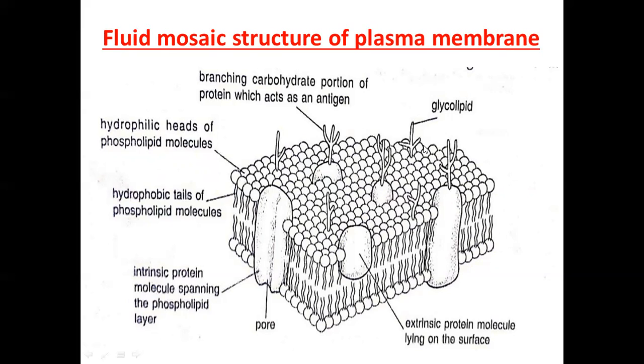Beside that, glycolipid is also present. Clear? Then the branching carbohydrate portion of protein which acts as antigen. This is also there. So this is the diagram, or this is the model which was given at that time and named as the fluid mosaic model. Till now it is the most accepted model.